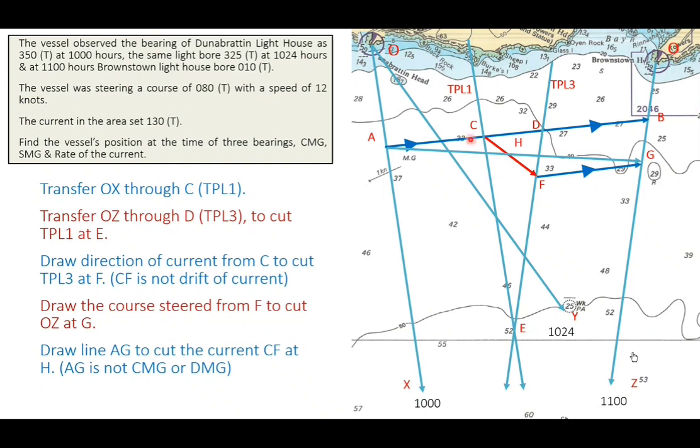Now this Alpha Golf line which we see on the chart cuts our current direction line, that is the CF line, at a particular point. You can see that intersection point here. Let's identify and name this point as H. So we have the H point identified on our plot now.